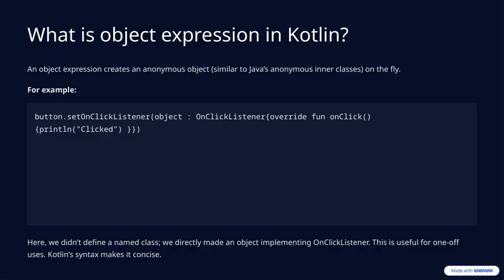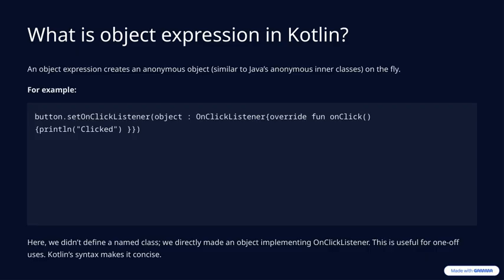So let's talk about object expression in Kotlin. Essentially, an object expression allows us to create an anonymous object on the fly, similar to how Java uses anonymous inner classes. It's a quick way to implement interfaces or abstract classes without having to define a separate named class.